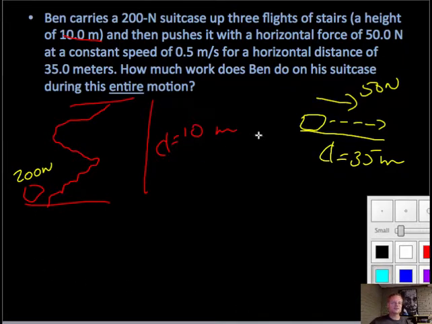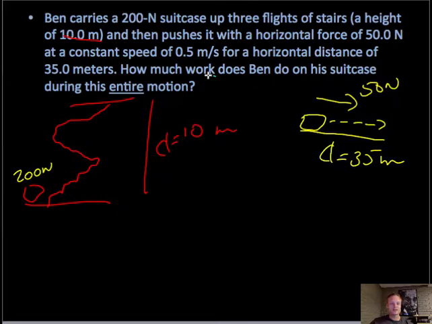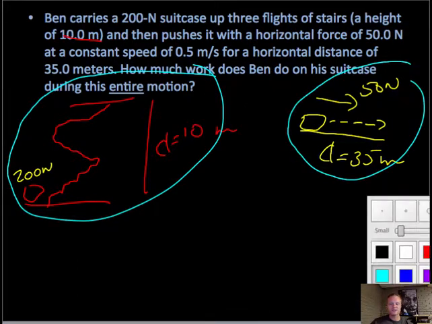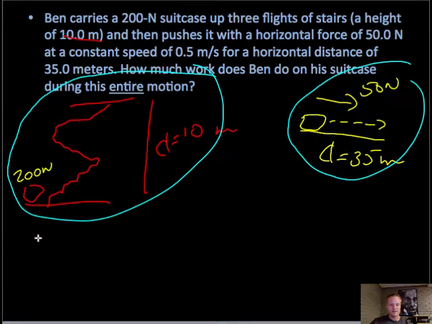Basically this is 2 problems, right? So we're going to calculate the work here, and then we're going to calculate the work done here. So we're taking on 2 problems. Let's do the stair piece first. Remember, work equals force times distance times the cosine of theta. So what is the force here? Well, the force of this suitcase is 200 newtons, and that's being provided by gravity. The force of gravity is pulling it down by 200 newtons, so Ben must be balancing that force out. So the force is 200 newtons.